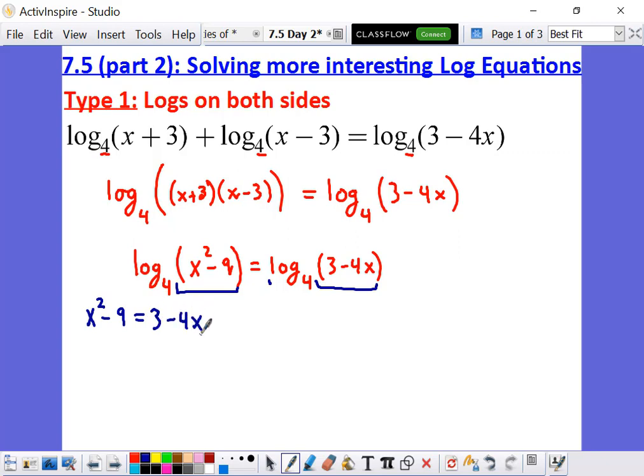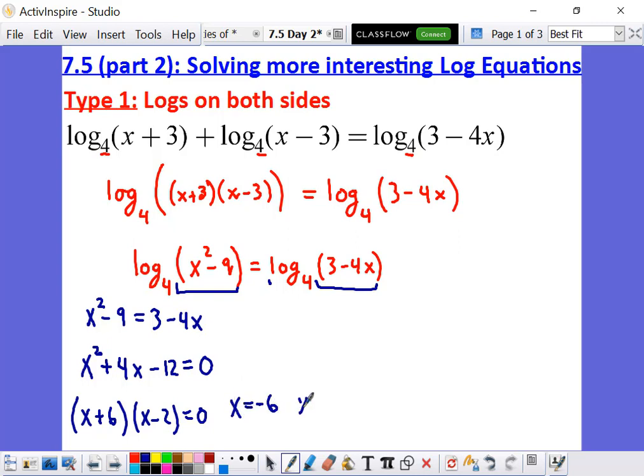So we have a quadratic, and we'll group everything on one side. We get x squared plus 4x minus 12 equals 0. We have a trinomial here that should be pretty easy for you to factor. You're looking for two numbers that multiply to give you negative 12 and add up to give you positive 4. So I get x plus 6 times x minus 2 equals 0. Then we set each of those factors equal to 0, and we get x equals negative 6 and x equals 2 as my solutions.